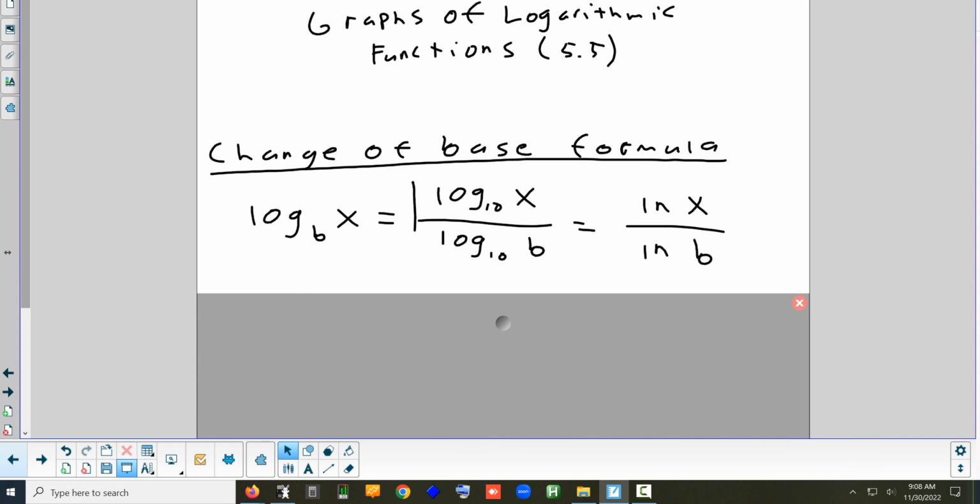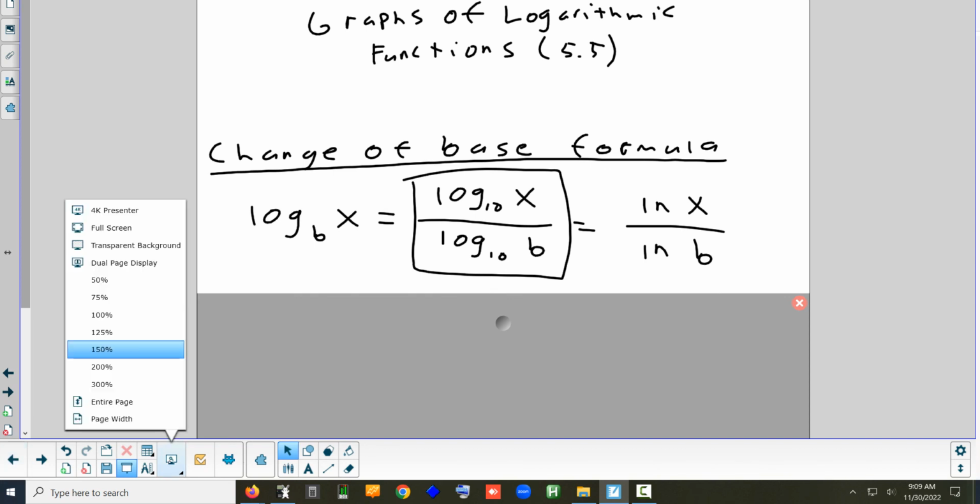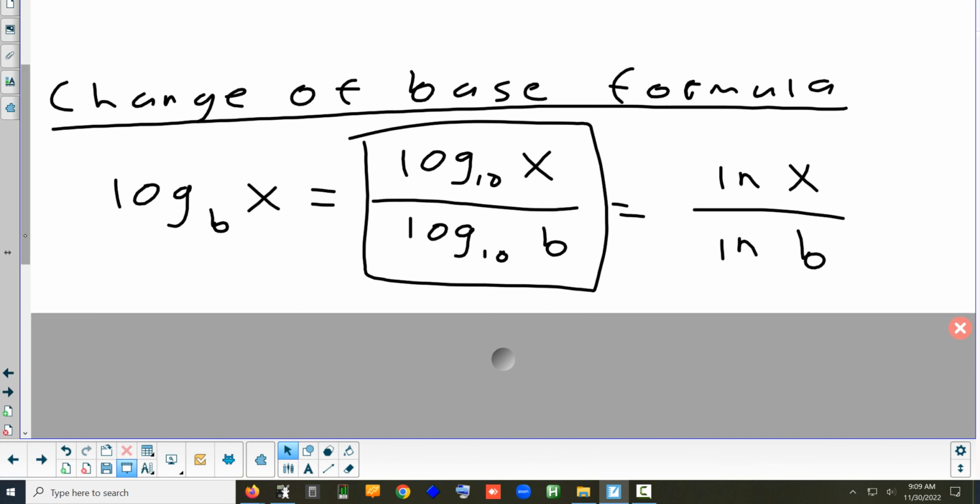I generally do it this way, with just the log button. So I'm using a base 10. But if you wanted, you could use the ln button, but you can't mix them. Either use log in the top and the bottom, or use ln in the top and the bottom. So it's just a shortcut for having to go through all that work every time: changing it to exponential form, taking the log of each side, and then moving the exponent in the front. This is what would happen every time. So we'll use this formula from now on.